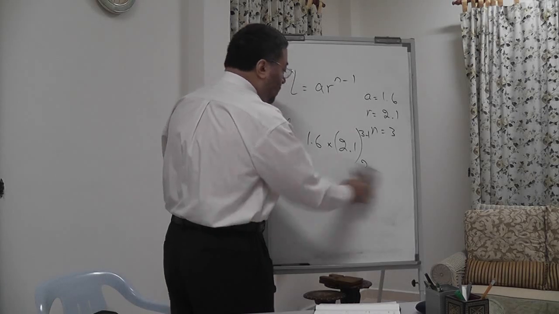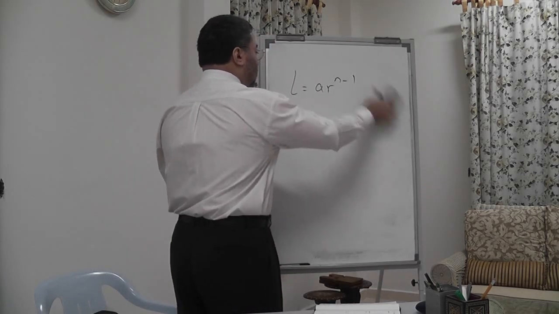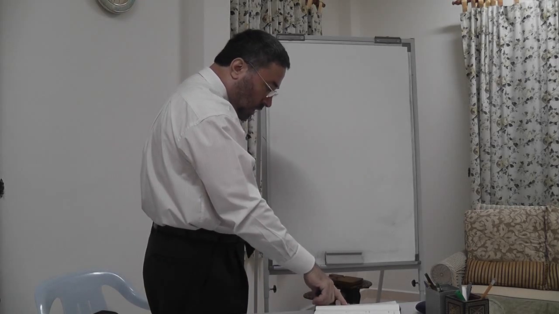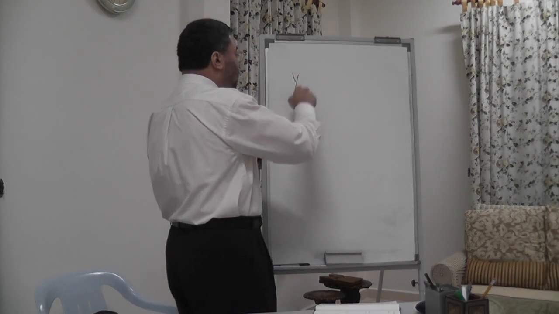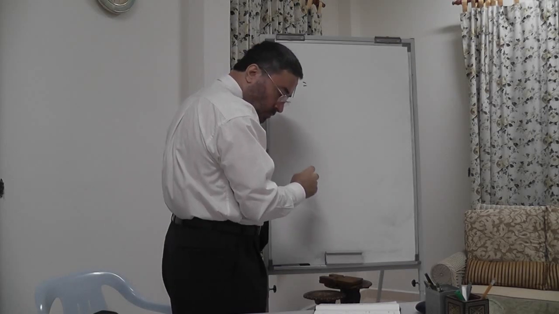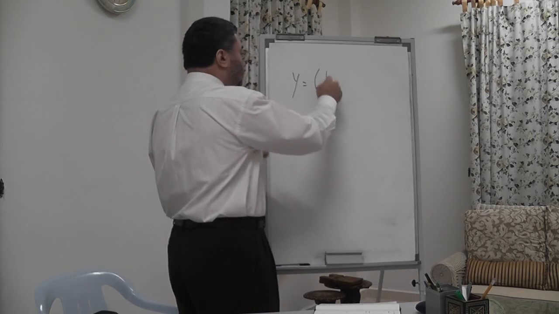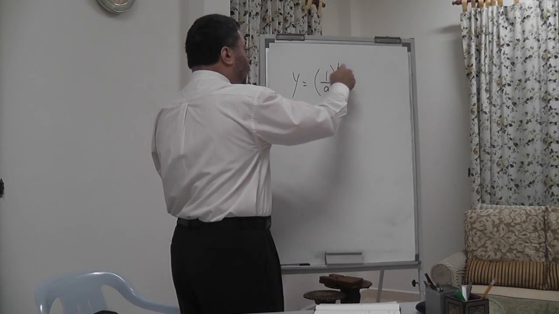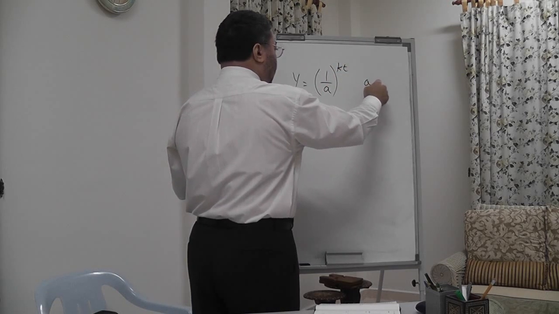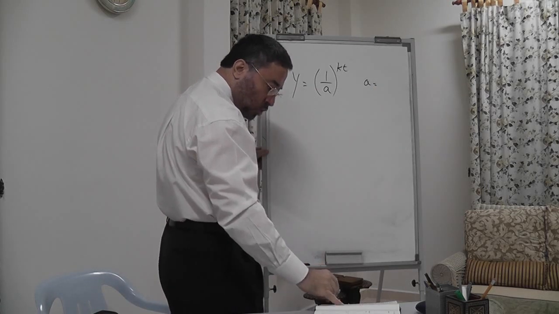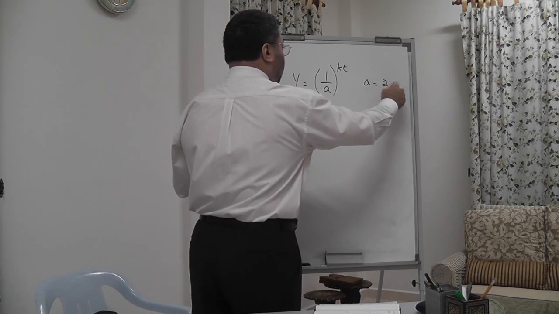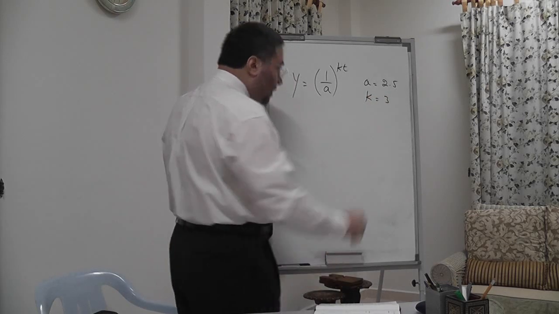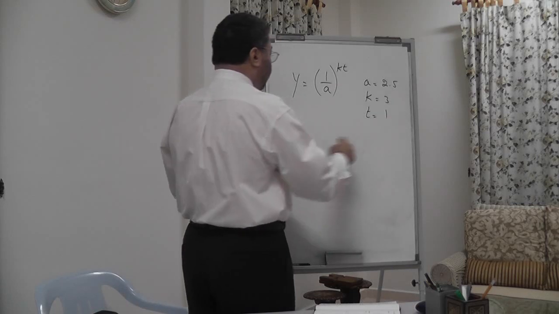Number 64, another formula, y equals 1 over a raised to kt. A is equal to 2.5, k is equal to 3, and t is equal to 1.